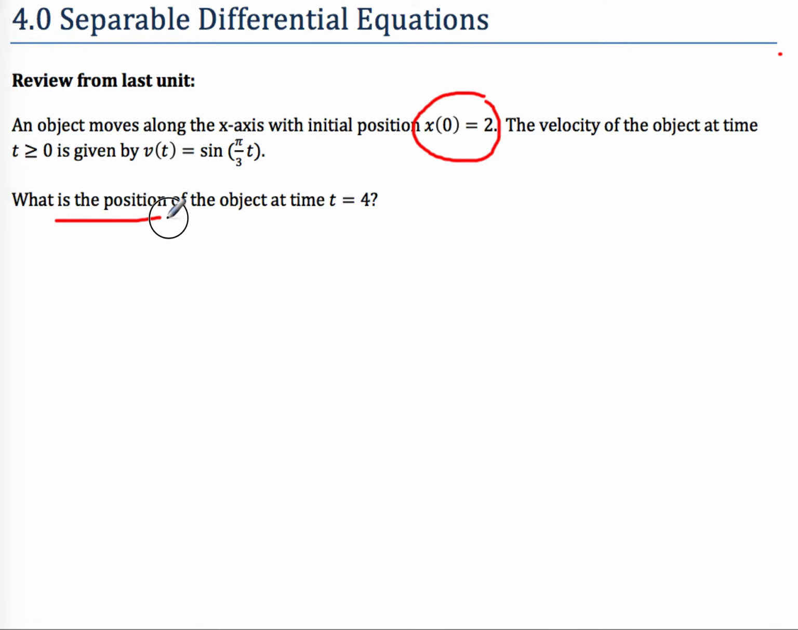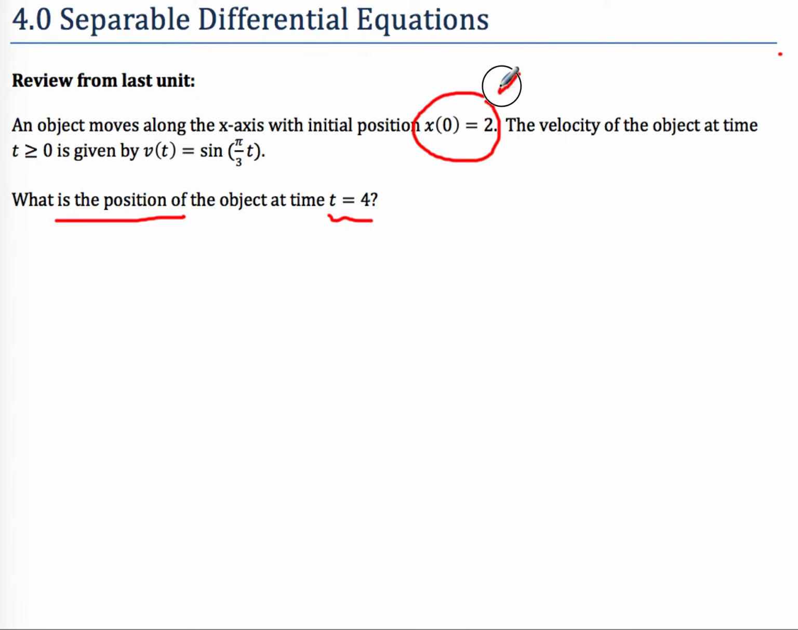What is the position? So we want to know the position, not the distance traveled. If it was the distance traveled, we would look at absolute value of velocity. Position just means where are we going to land when we're done moving. And we're looking at time 4. So what we want to think about is, where are we starting?